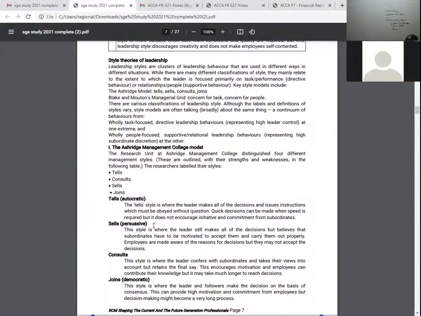And then we have consult. For consulting, ladies and gentlemen, here for sure, I'll have to involve you as my employees. I would want to hear your opinions here and there. I would want to take in your views before I do any implementation, because the final decision making is normally left to me. And then we have joins. So here basically is where we are making a joint decision. It's a democratic style.